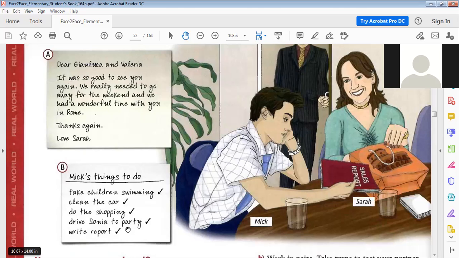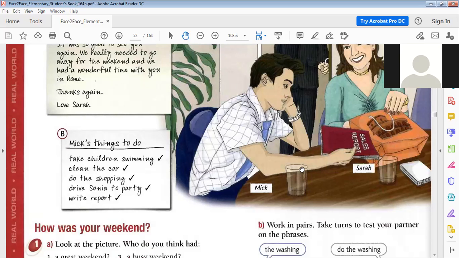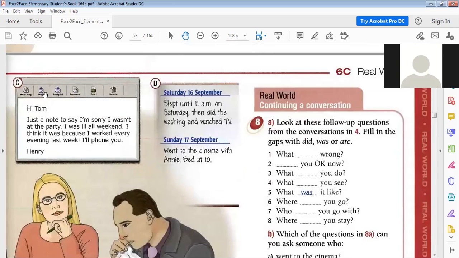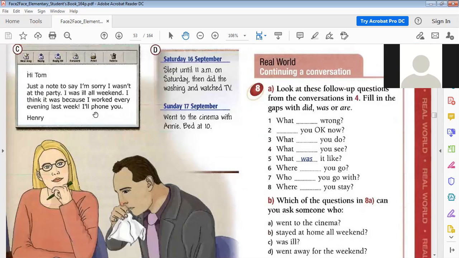Okay. So these are some of the things that Mick has to do, right? Okay. So who wrote this? Mick. Yeah, okay, that's correct. And this letter, okay, just give me a second. I'll be back, okay? But can you please read C and D and tell me who wrote them? And after that, one of you can read them, okay? But just give me a second. I'll be right back. Okay.